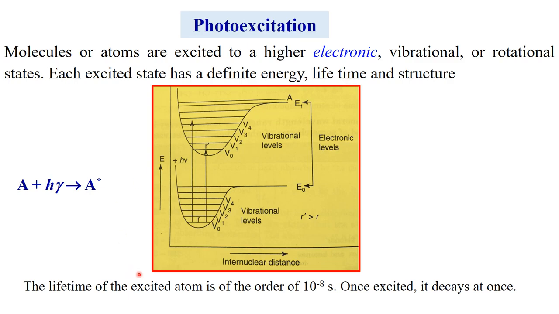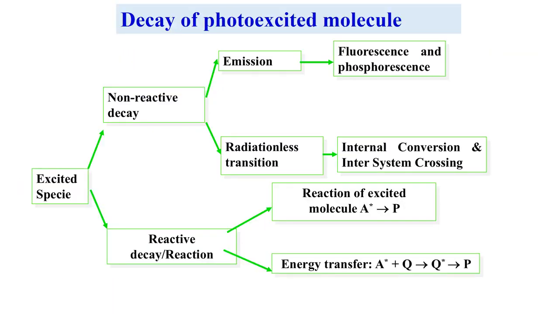The excited molecules or excited species are highly unstable, and their lifetime is usually 10 raised to minus 8 seconds. Once excited, it decays at once. Sometimes it decays back into the reactant and sometimes into the products. We will see here the decay of a photoexcited molecule. There are two types of decay. Here is the excited species. It can be a molecule or an atom. One type of decay is non-reactive. That is, it does not involve any chemical reaction.